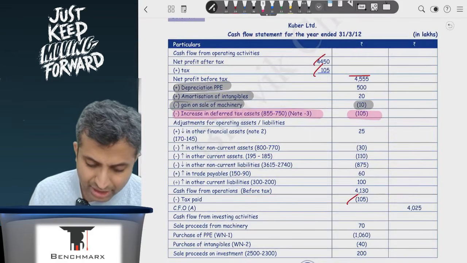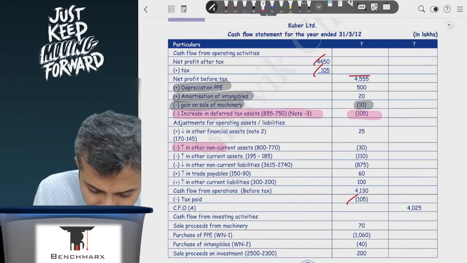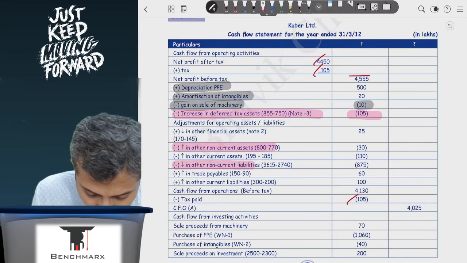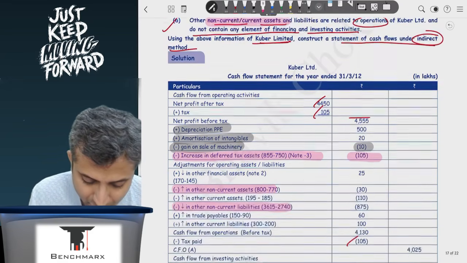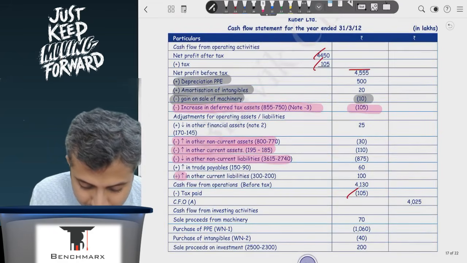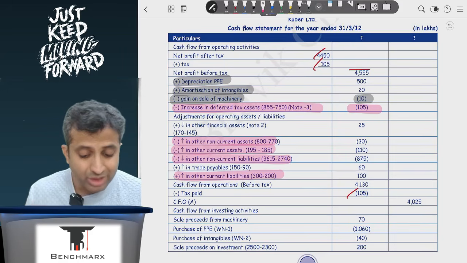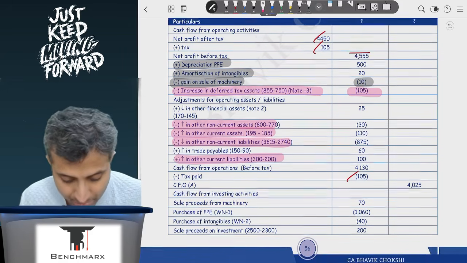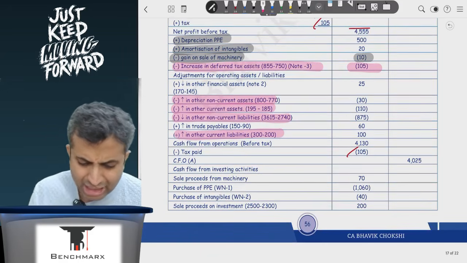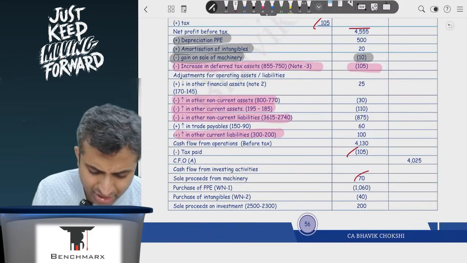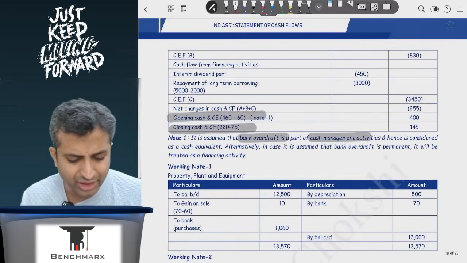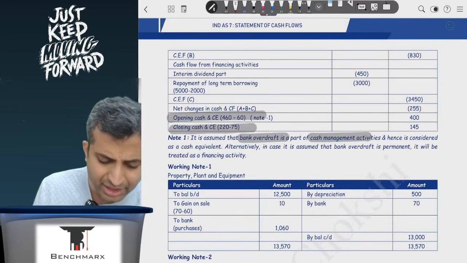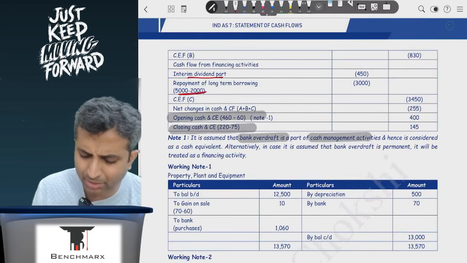Then adjustment for operating assets, like you will take even other non-current assets, other non-current liabilities. The question very clearly tells you other non-current or current assets are all pertaining to operations only. So you will take that into your calculation, come to the cash flow from operations. Then you have sale of machinery, purchase of PP, intangibles, very typical inter-CA type of a working. In cash flow from financing, you will have interim dividend, repayment of long-term borrowings.